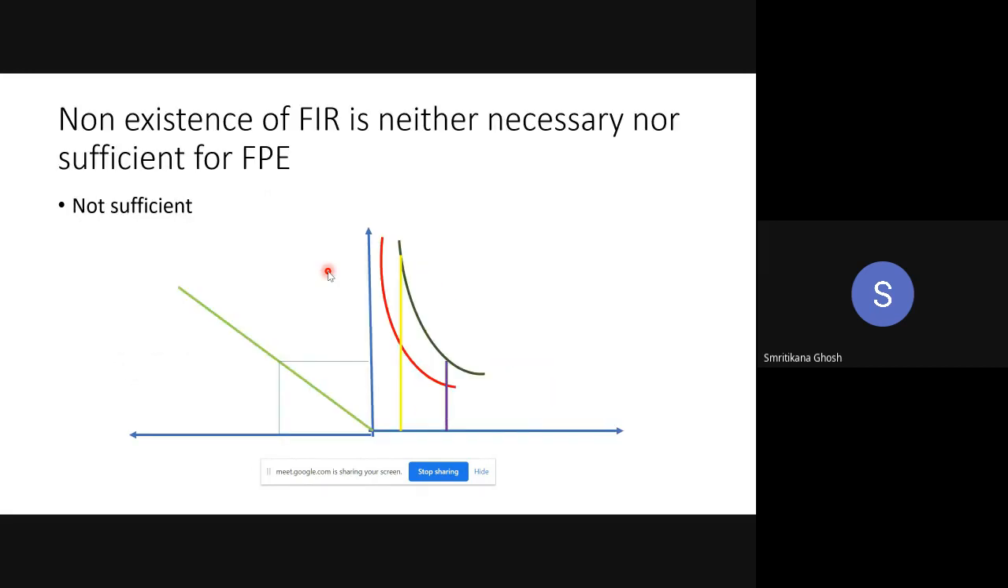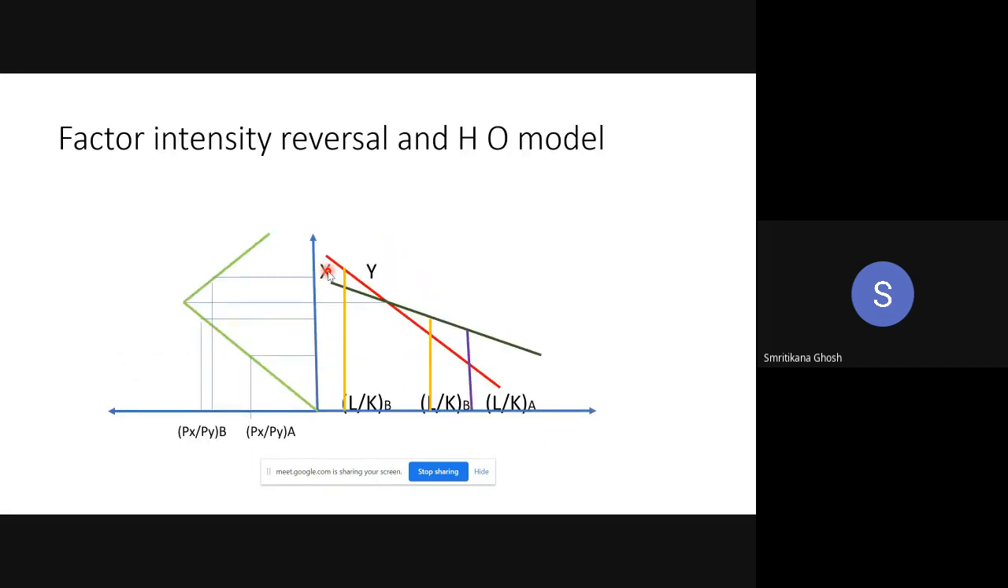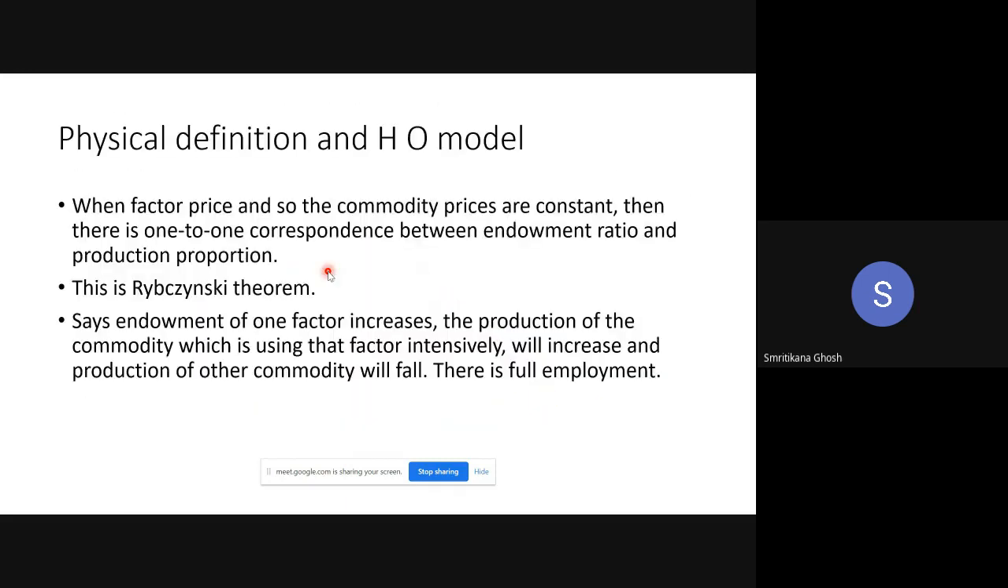Two commodities here we assume as X and Y, right? X is assumed as labor intensive and Y is assumed as capital intensive. These intensity assumptions are as before. But here there is a one-to-one correspondence between the endowment ratio and the production proportion. That means L by K and X by Y are directly related. So if L by K is rising, then X by Y is also rising.